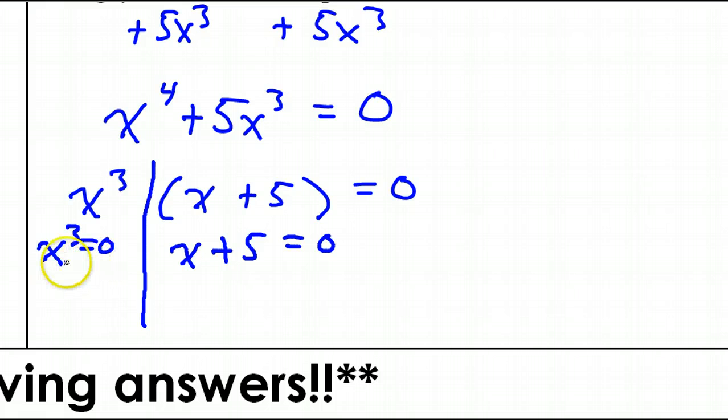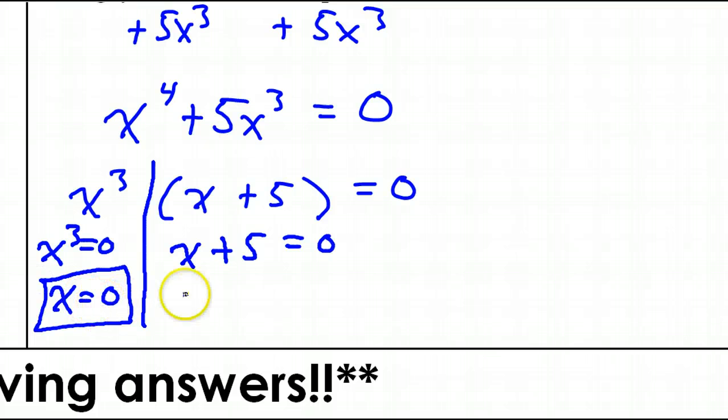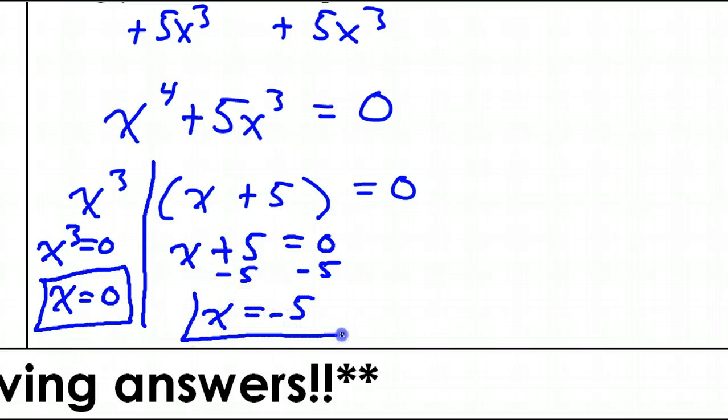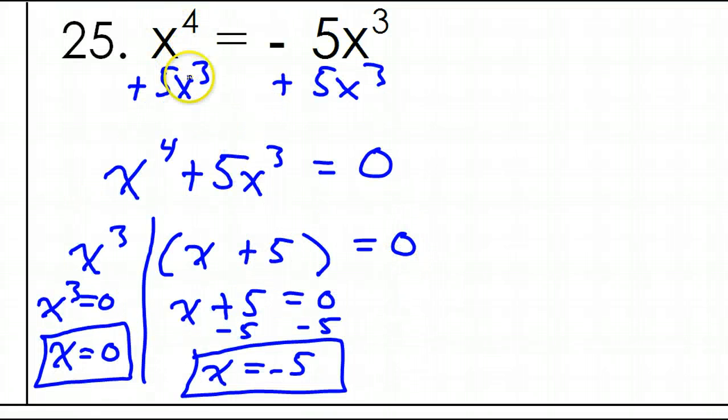Well, the only way x to the 3rd power is going to equal 0 is if x itself is 0. So that's one solution. And of course here, subtracting 5 from both sides, x equals negative 5. That's another solution. So we could have had up to 4 solutions. But because this one turns out to be a triple, this is like 0 times 0 times 0, we only have 2 solutions on number 25.